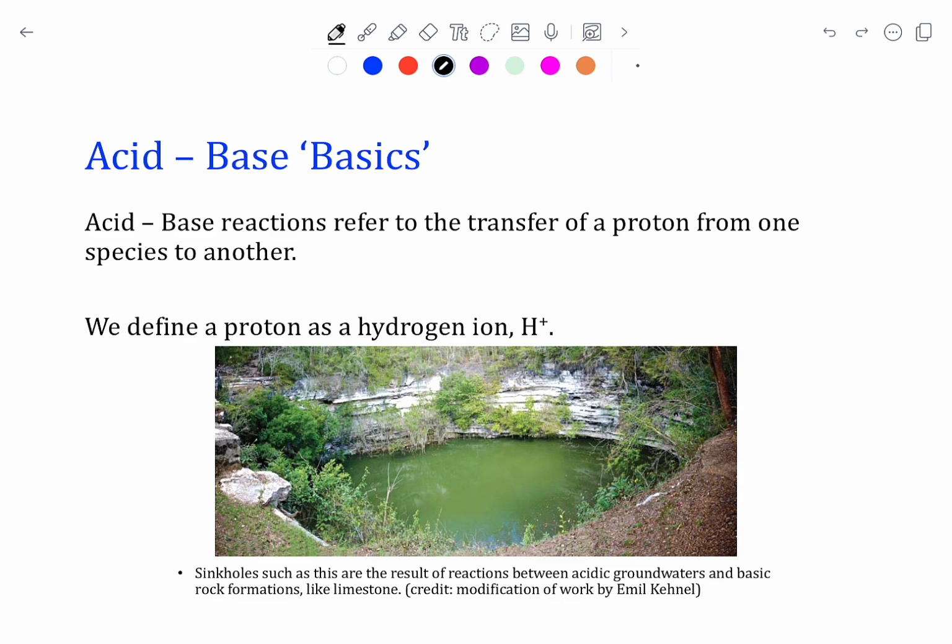So when we're discussing acid and base reactions in this course, we're specifically referring to the transfer of a proton from one species to another in a chemical reaction. And here, when we talk about something as a proton, we're going to define that proton as a hydrogen ion. Remembering from our previous discussions that a hydrogen ion is H+, so it has no electrons.